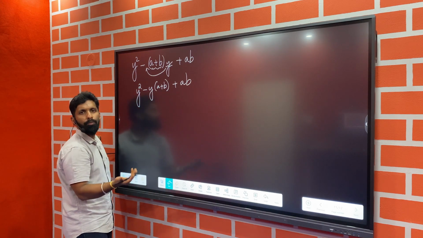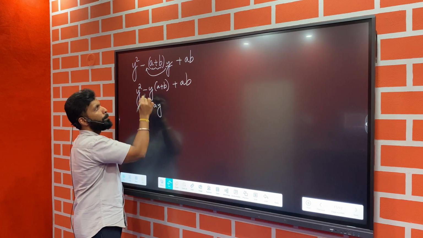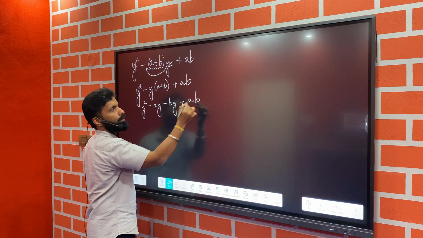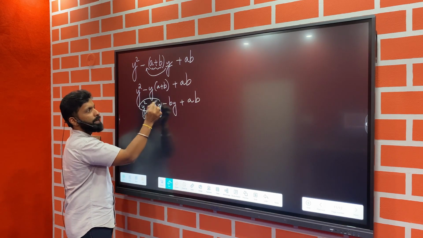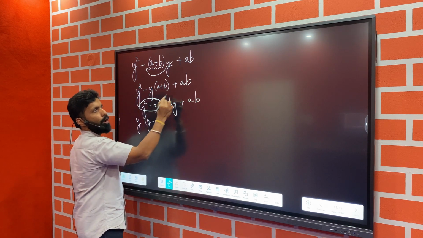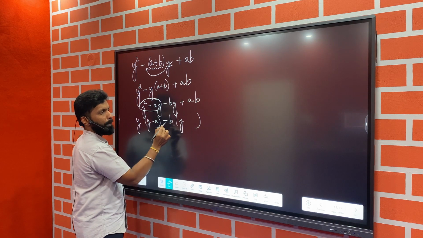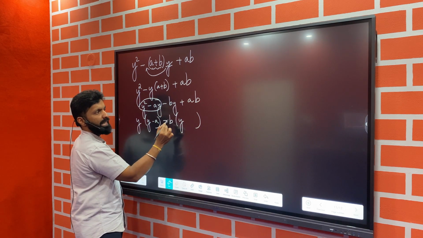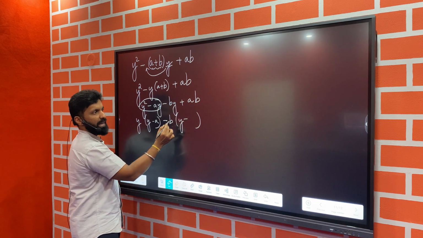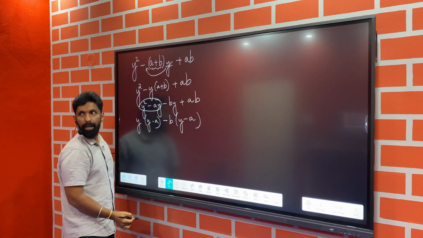Now you open the bracket. I'm sure you'll not make errors. So y square minus ay minus by plus ab. Right? Now what's common between these two? y is common. So y minus a. What's common here? So I take minus b common. y minus b into y is minus by. Minus into minus is plus. b into a is ab. I'm sure you're able to understand.